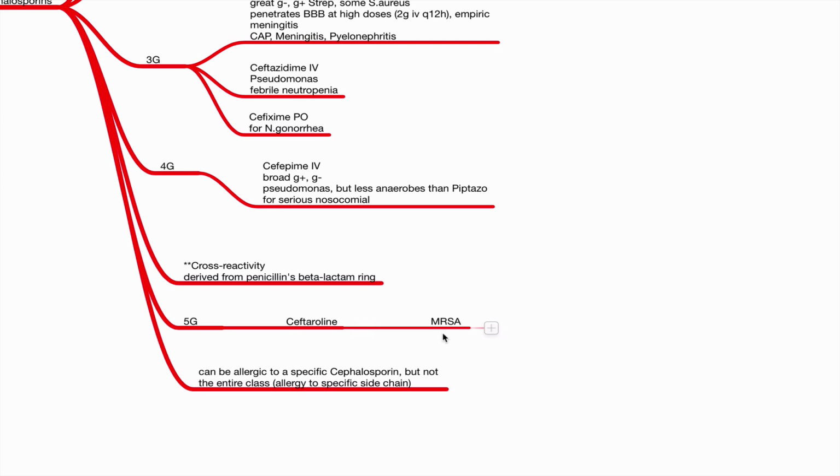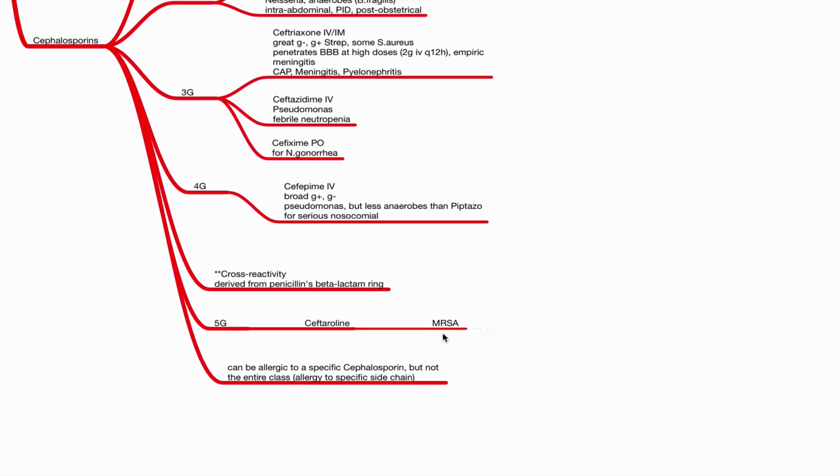MRSA coverage. As a group, with the cephalosporins there is some cross-reactivity because the cephalosporins are derived from the penicillin beta-lactam ring. So if the patient has a true penicillin allergy, you do need to be careful with the cephalosporins. Another note is that patients can be allergic to a specific cephalosporin but not the entire class of cephalosporins, because the allergy you get from cephalosporins is specific to the side chain of the medication.